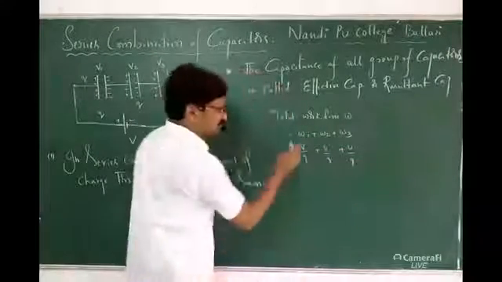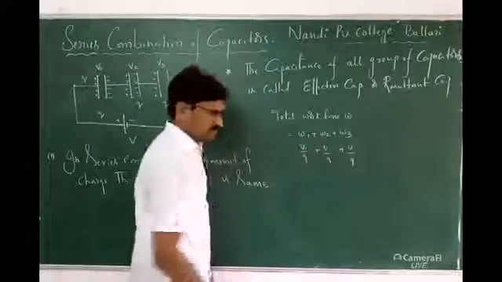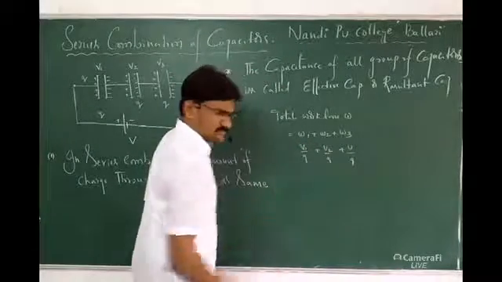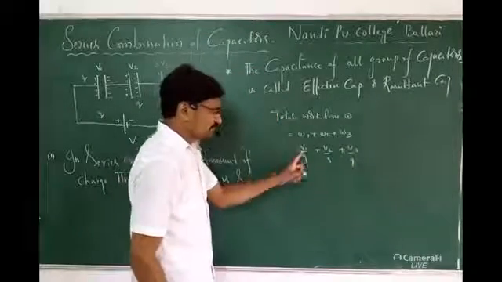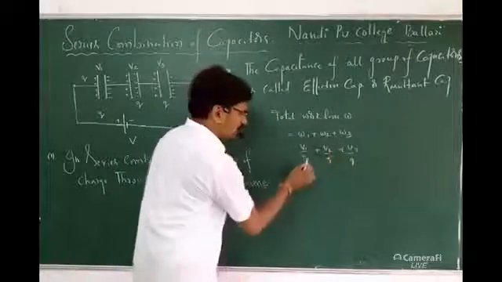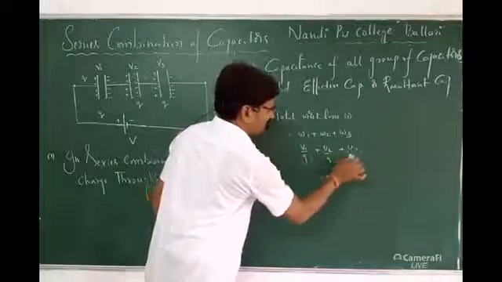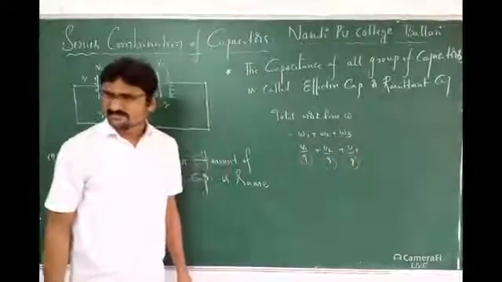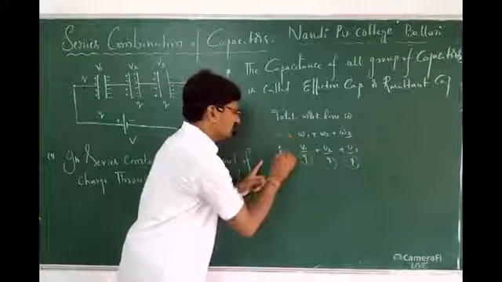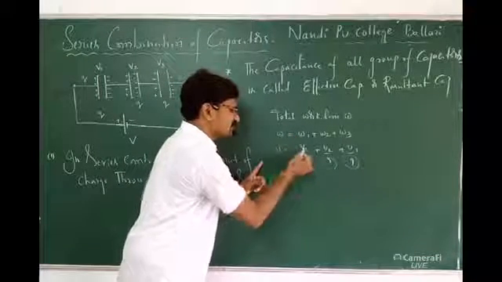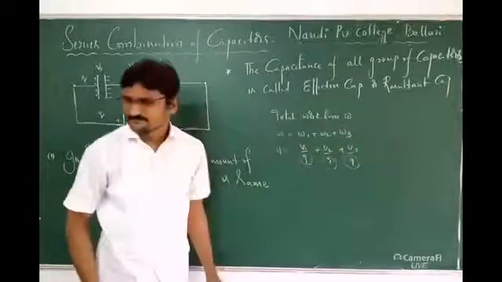Correct? First one is what potential? V1. Second one is what potential? V2. Third one is what potential? V3. So V1 by Q, V2 by Q, V3 by Q. All the charges are the same or not? So what happened? Total work done means total potential. V is equal to V1 plus V2 plus V3.